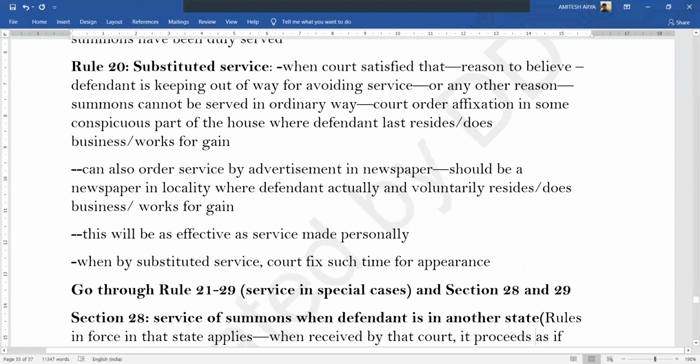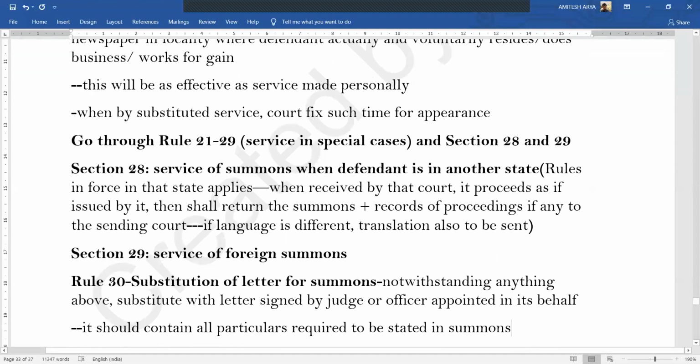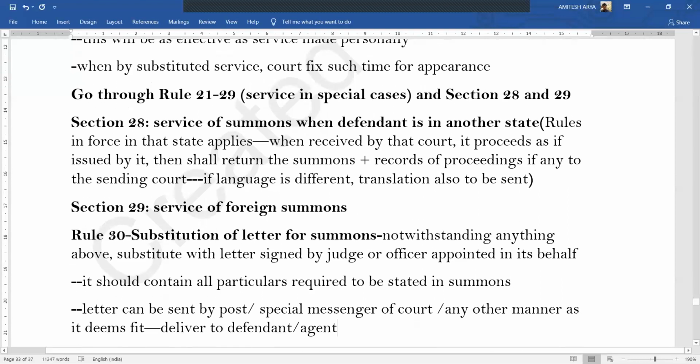Now, Rules 21 to 29 and Sections 28 to 29 are the special cases. 28 I have explained a little bit, and 29 is about service of foreign summons. You can go through them. And Rule 30 is when you can substitute summons with a letter. The letter also should contain all the particulars that are required to be stated in a summons, and it should also have a signature. And how it will be sent will be decided as well.